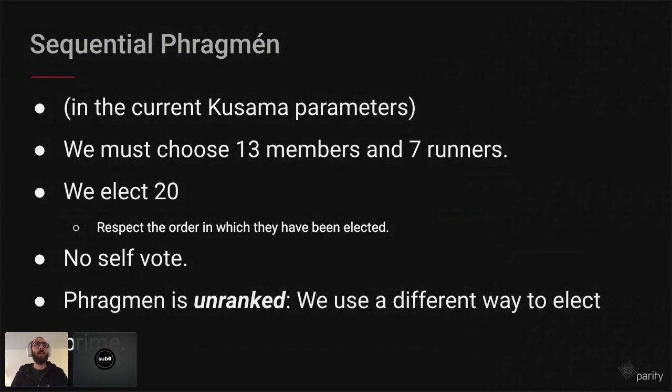And one minor note: Phragmen is an unranked election at the end of the day. So we do take the first 13, but it doesn't necessarily mean that the first one is the most backed one, because at each step, Phragmen is adding one member to the list, and it doesn't really know who the next one would be. So sometimes the first one which is elected doesn't end up being the most backed one. And this is why in the current Kusama council, we have a different prime member election, which should be the most backed member. It's a different algorithm, but outside of the scope of this talk.